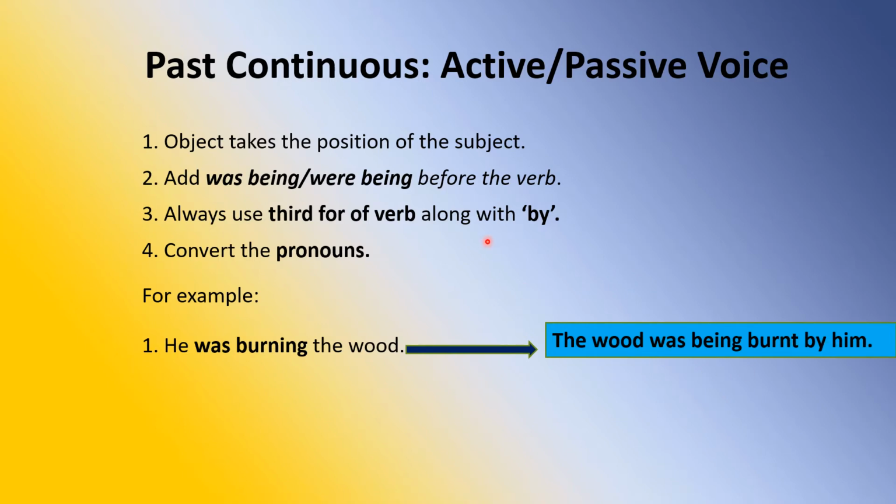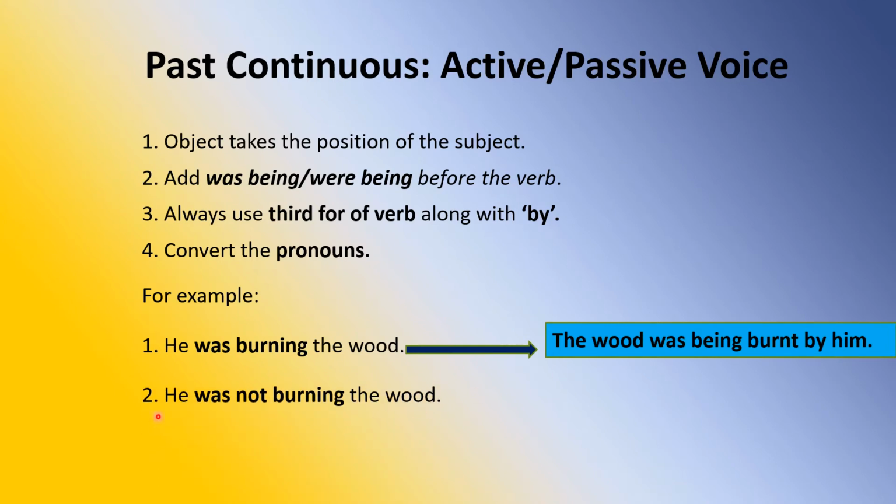I have applied these rules and converted this given affirmative sentence of past continuous tense, which was in its active voice form, into its passive voice form. Here you can see the wood has taken the position of the subject, then was has been added as the auxiliary verb, and with that you added being. You always use being in your continuous tenses. Then you added the third form of the verb along with by and you changed the pronoun.